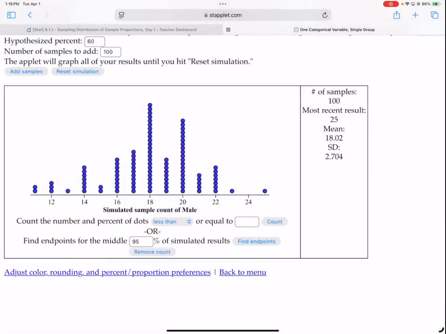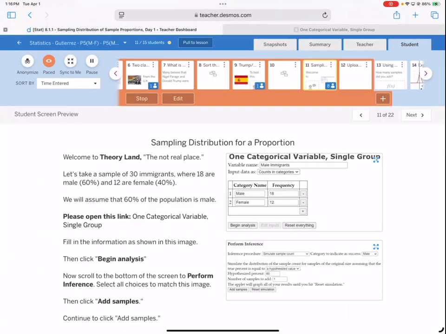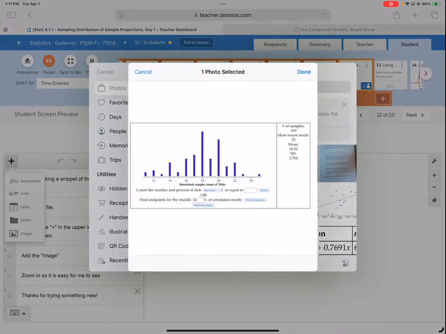Control Shift window changer, or Command Shift window changer on the Chromebooks. You take your screenshot, you go back into here. On slide 12, what you're going to do is hit the plus right here, this plus in the left-hand corner. You're going to add an image, and then you'll find your picture, and you'll select done.